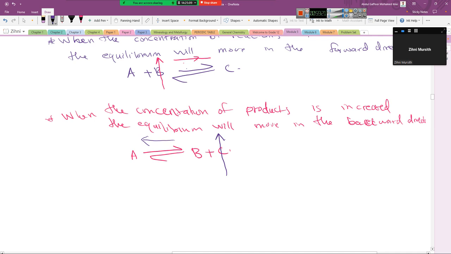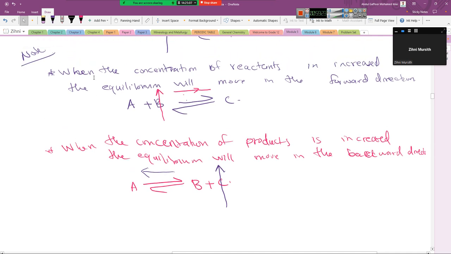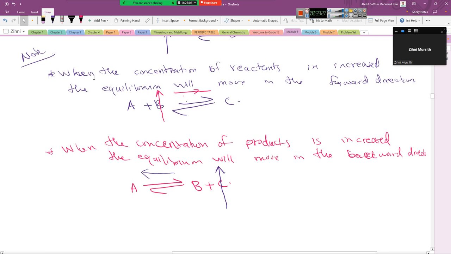So can you write these 2 points also? These are very important. This is all based on Le Chatelier's principle, right? Yeah, this is called Le Chatelier's principle. This is point 1, and now we will look at an example, right?